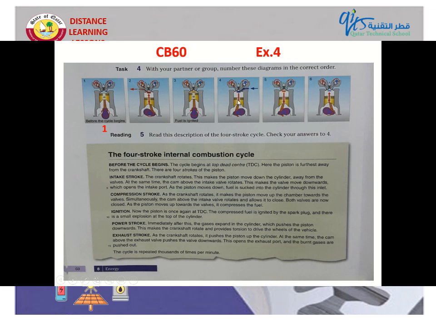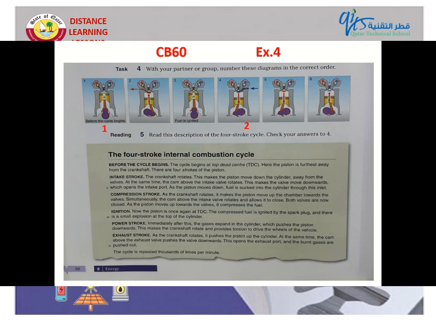Let's keep reading and then decide which one is the correct number 2. This makes the valve move downwards, which opens the intake port. As the piston moves down, fuel is sucked into the cylinder through this inlet. So now, which one here shows fuel is getting into the cylinder? This is clearly number 2. So this picture here is our number 2.